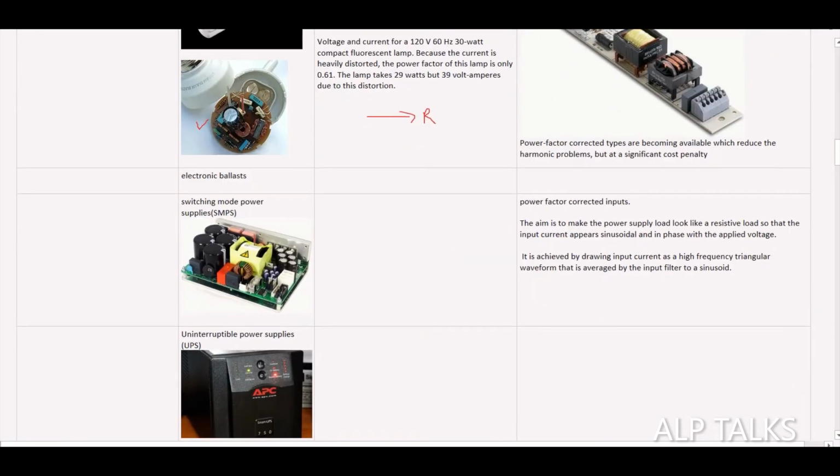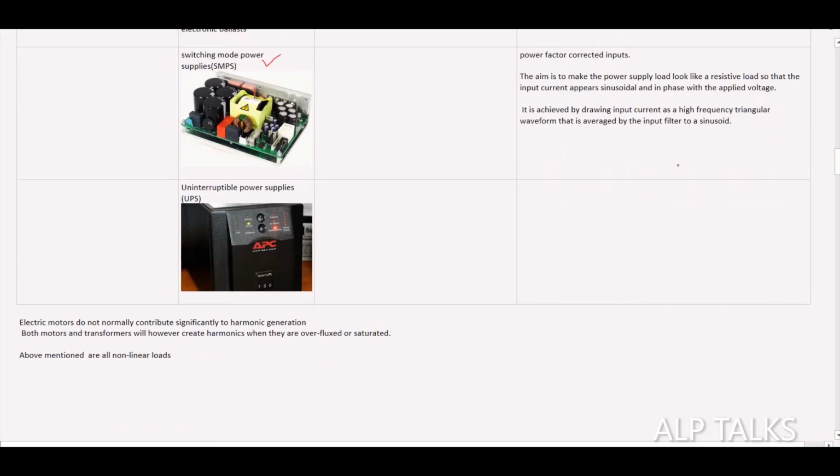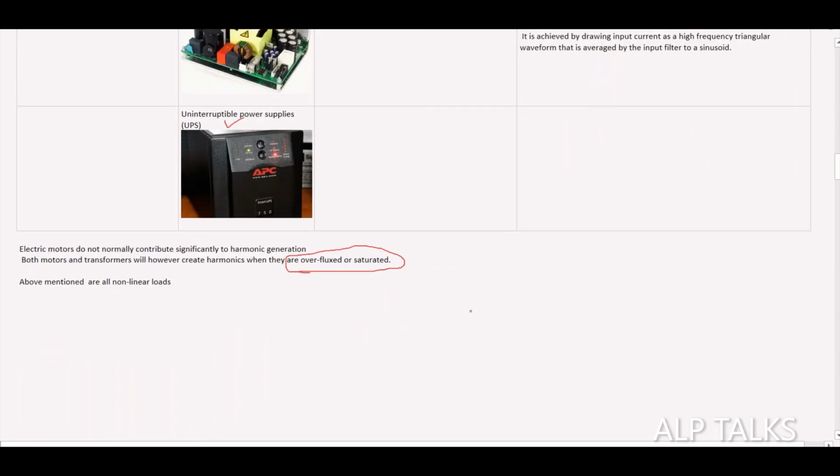This is a switched mode power supply. Similarly, if you are correcting the power factor of a switched mode power supply, we still get the benefit. These are uninterruptible power supplies, UPS. All these things will contribute harmonics. Motors generally don't contribute significant harmonic generation, but motors and transformers may create harmonics when they are overfluxed or saturated. So this is taken care of in the design of those motors and transformers, such that the core won't saturate. So this is about the harmonics.